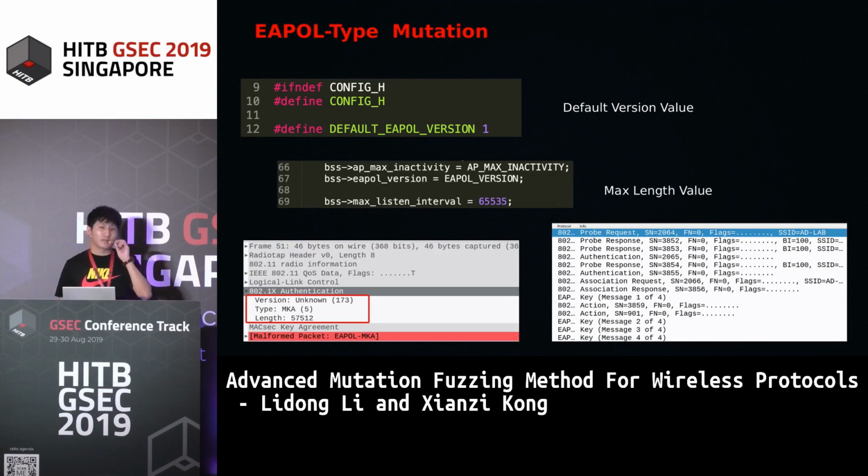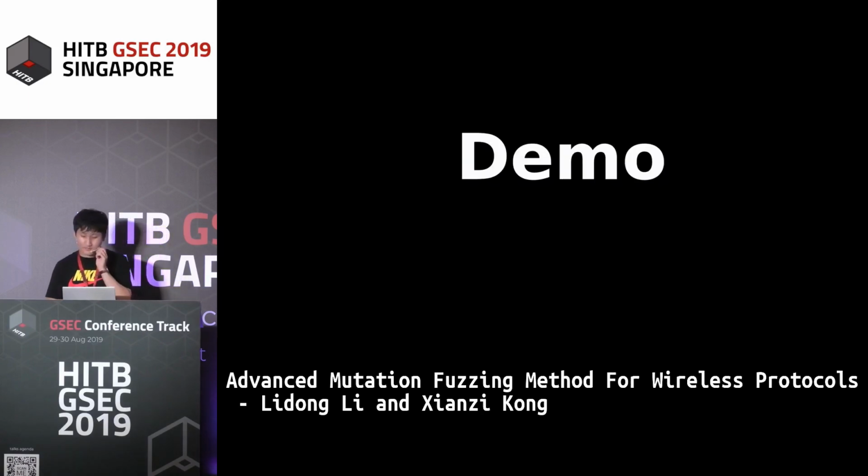This is the RSN type mutation, WPA RSN mutation fuzz. We can look through the source code to find more about RSN tags. We can see that the default RSN version equals 1, and the max length equals 65,535. Okay. Watch the RSN fuzzing demo.